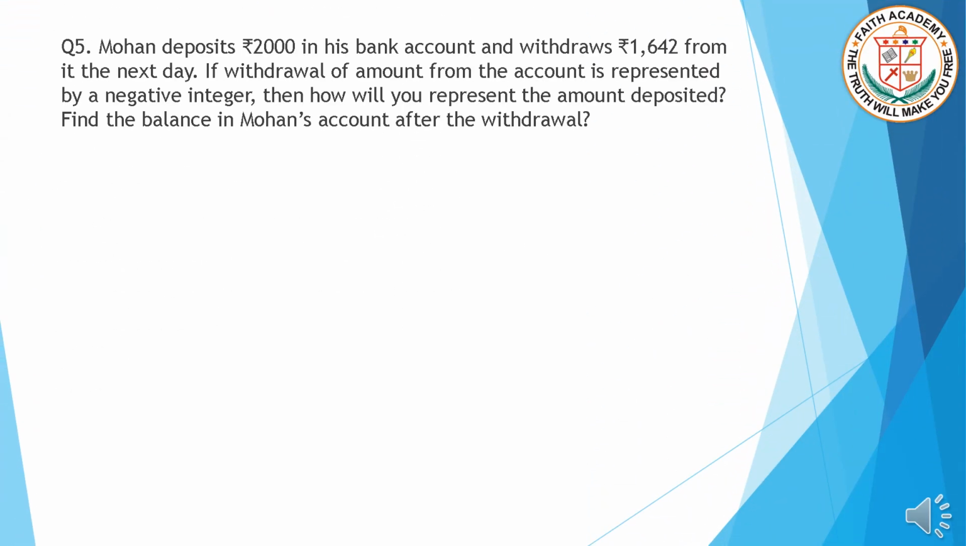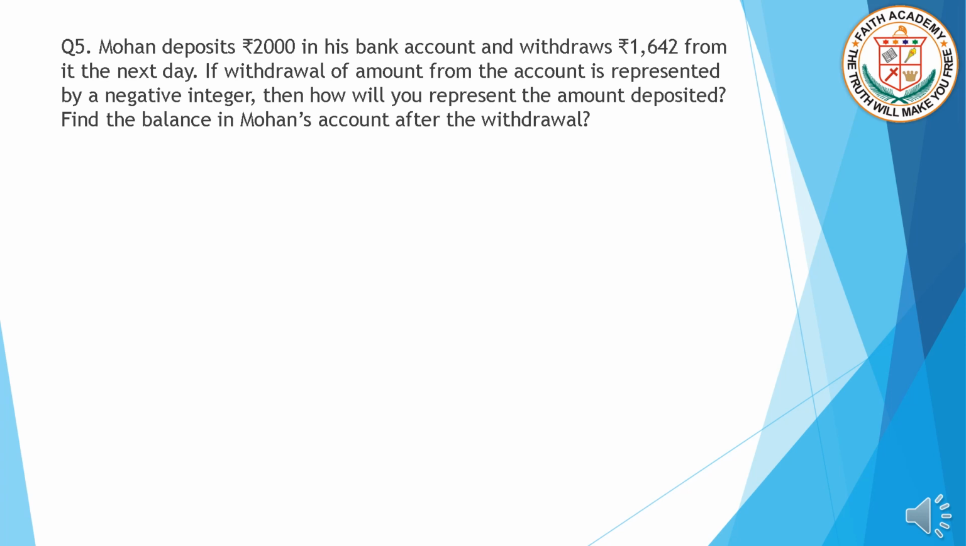Next question. Mohan deposits rupees 2,000 in his bank account and withdraws rupees 1,642 from it the next day. If withdrawal of amount from the account is represented by a negative integer, then how will you represent the amount deposited? Find the balance in Mohan's account after the withdrawal. Now here in the question, they are already saying that the withdrawal of money is considered as a negative integer. So the amount deposited becomes positive.